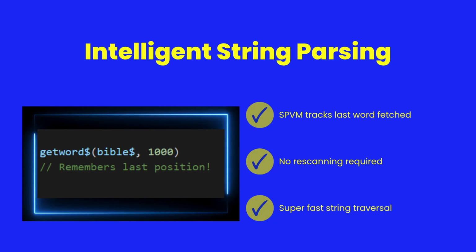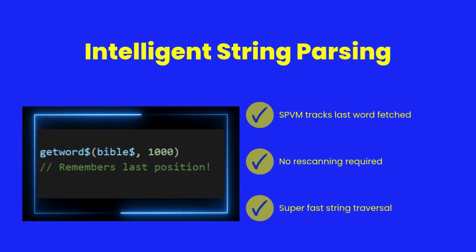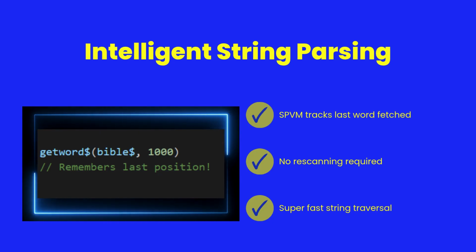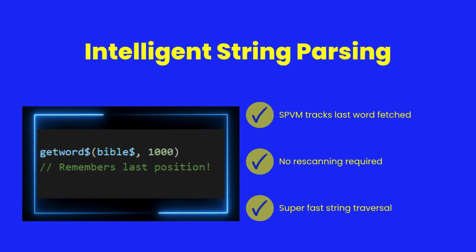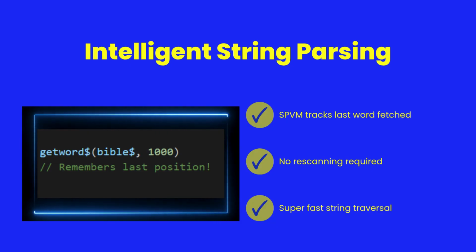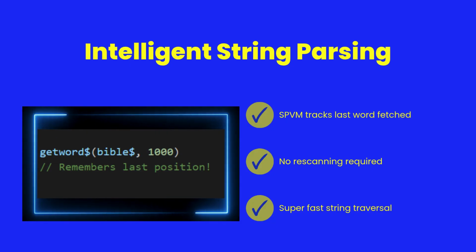Even with huge text blocks, like the entire Bible, SheerPower's hinting system remembers your last lookup. It doesn't reprocess from the top. That's intelligent string access done right.